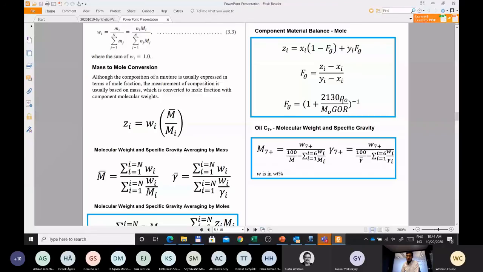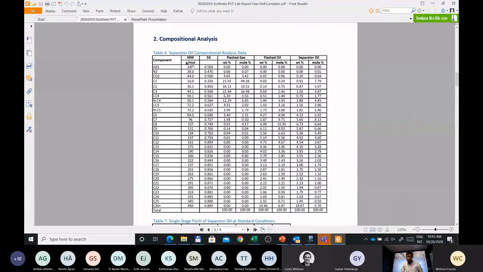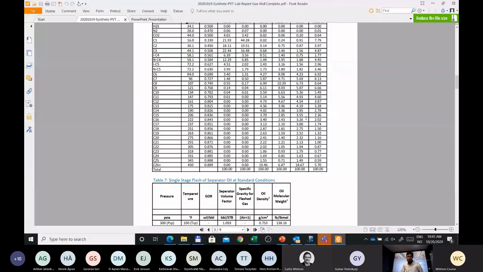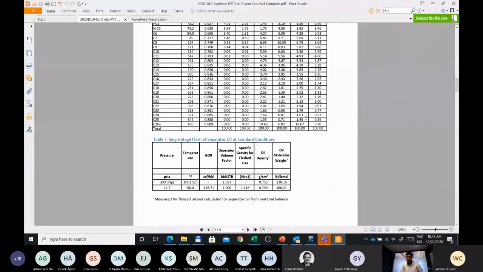Now we will see where we can find these values in the PVT report. Again, these numbers have to be in field units, so density in lb mass per cubic feet, and GOR in SCF per separator barrel. Now if you go to the PVT report, we need to find the separator oil density at separator condition, the molecular weight of the separator oil, and the recombination GOR.